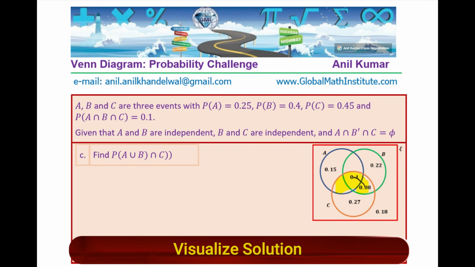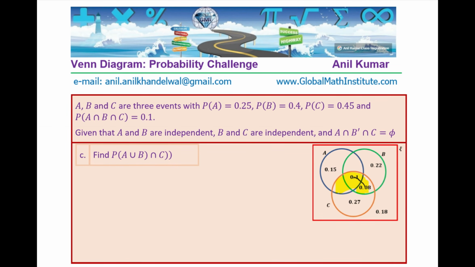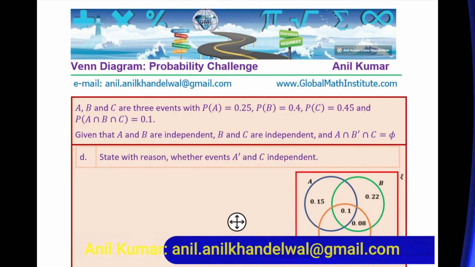So A union B, everything but intersection with C. So we have 0.1 and 0.08. So that is equal to 0.1 plus 0.08, and we get our answer as 0.18. Is that clear to you? So once you make your Venn diagrams, things are much simpler.